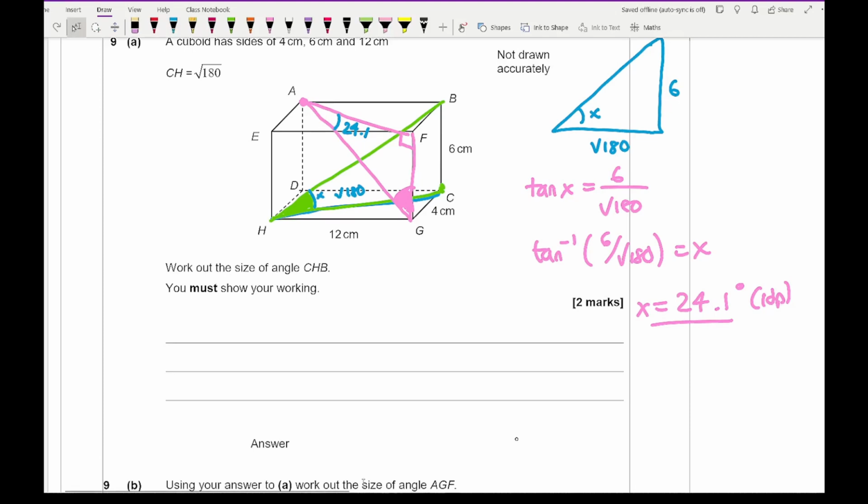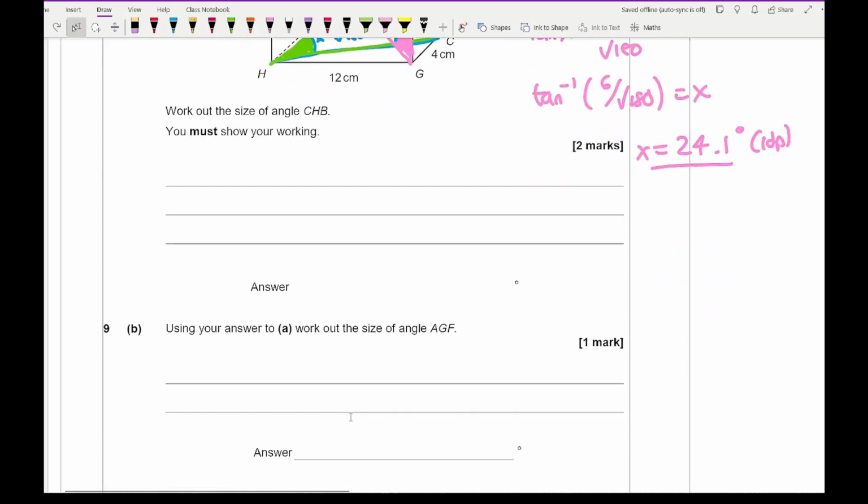And the question is asking me to find this angle here. So let's have a look at working that angle out. Well, because I know angles add up to 180, if this angle here is 90, then all I need to do is 180 minus 90 minus 24.1, and that gives me an answer of 65.9, and that's to 1 decimal place. And there we go.